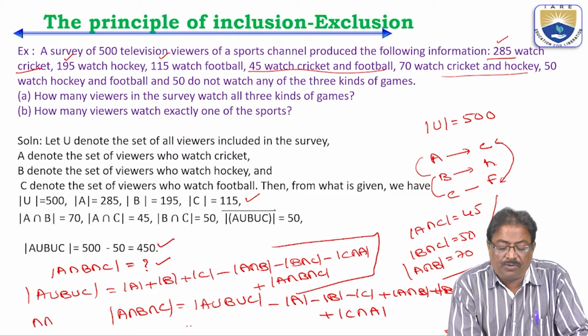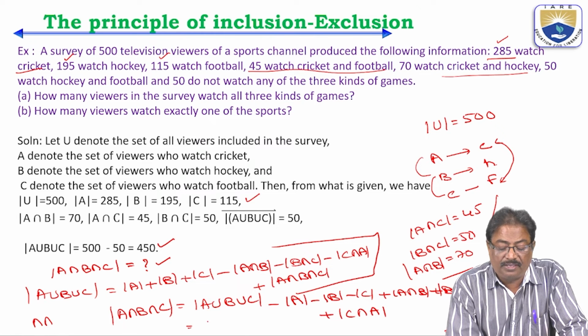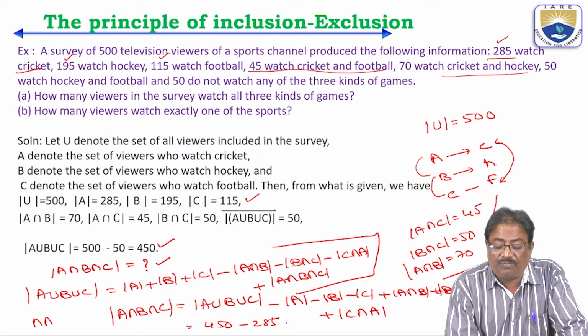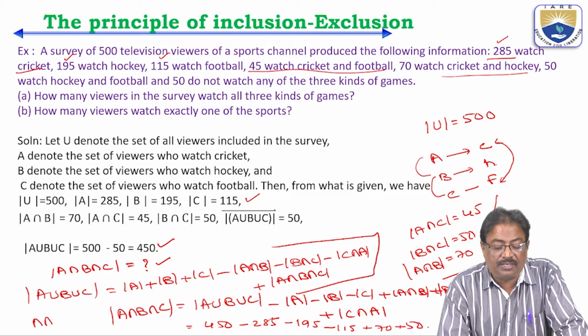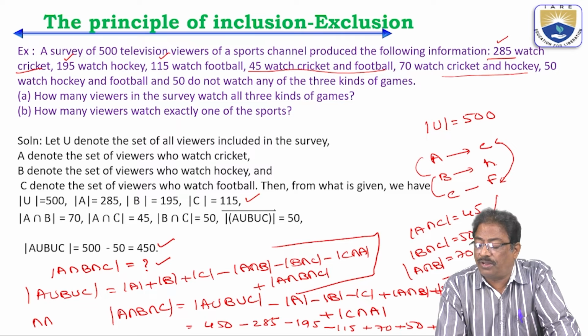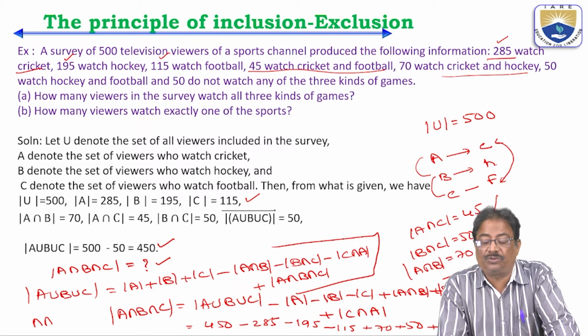So by using this, we are going to substitute all the values. It is given already: 450 minus cardinality of A, which is 285, minus cardinality of B, 195, and minus 115, plus 70 plus 50 and the next plus 45. If we simplify this, we get the final value equal to 20.